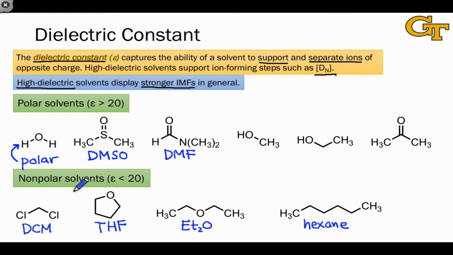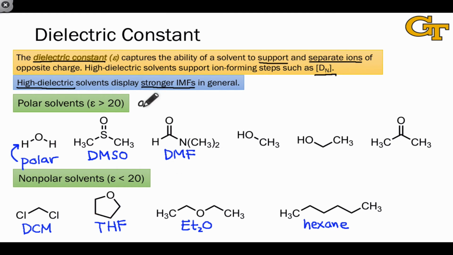Notice that even some of these compounds that contain polar bonds, like THF and DCM, are nonetheless nonpolar on the whole because they have enough hydrocarbon built into their structures. THF is a good example of this. On the whole they're nonpolar, despite the presence of polar bonds within the structure.